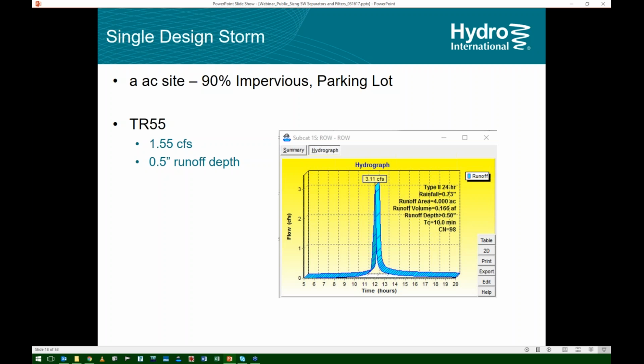So if we do the single design storm, we can use something like TR55 HydroCAD. And sorry, this is a little typo there. This is a 4-acre lot, say 90% impervious, typically of a parking lot. And if we wanted to treat the half-inch runoff, and this is something that's reasonably common, it's usually somewhere between half-inch to 1 inch of runoff depth. It's going to generate, and another typo there, sorry, I was altering this, it's going to generate 3.11 CFS of runoff. So that's your peak runoff. So that's your water quality runoff event, and we want to size the equipment for that.